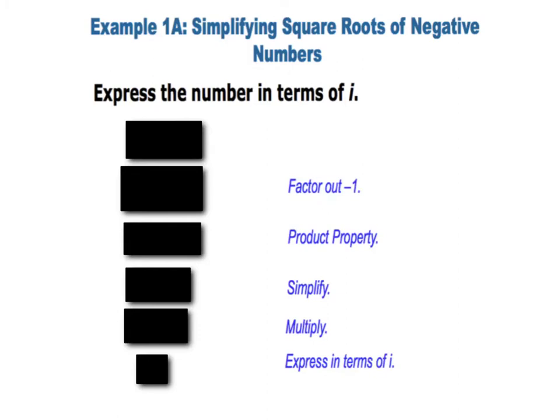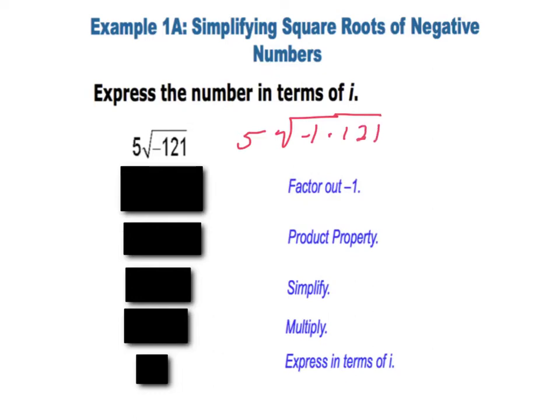Okay, let's take a look at a problem here. I have 5 times the square root of -121. First thing I want to do is break it up, so I have 5 times the square root of -1 times 121. Now, we're going to go an extra step, and it's going to be 5 times the square root of -1 times the square root of 121.